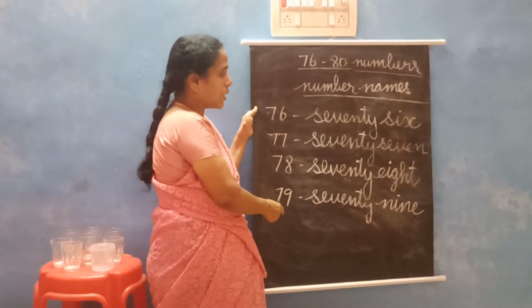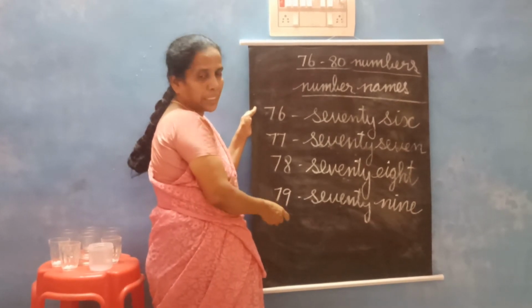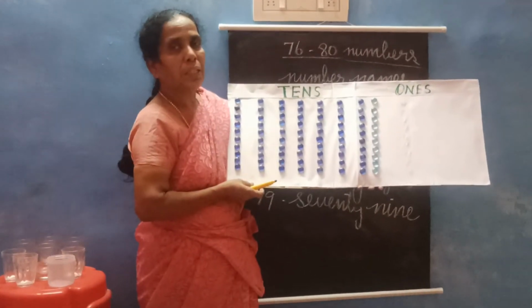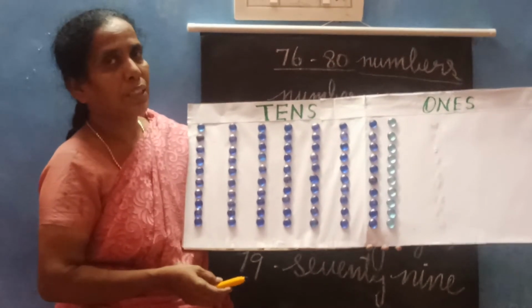After 79, what number will come? 80. After 79, what number will come? 80. Now we will see number 80. In 80, how many tens are there? How many ones are there? We will see.